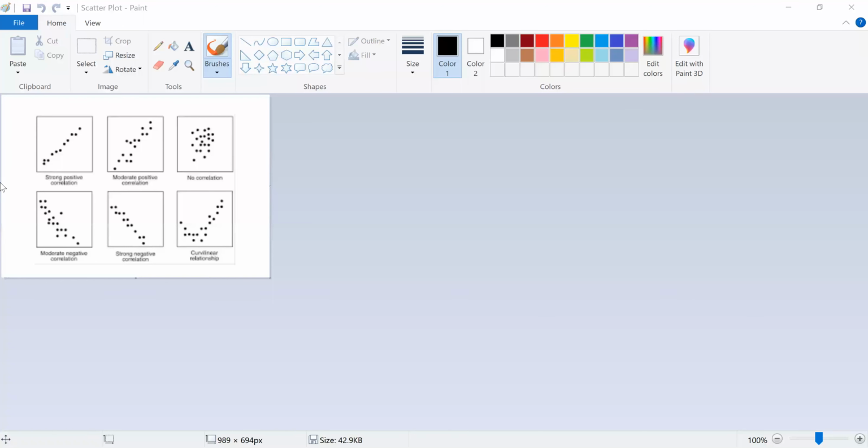okay. Can you see this MS Paint scatter plot? Is it visible, Ashok? You can see it. Thuria, is it visible? Yeah, we can see it.